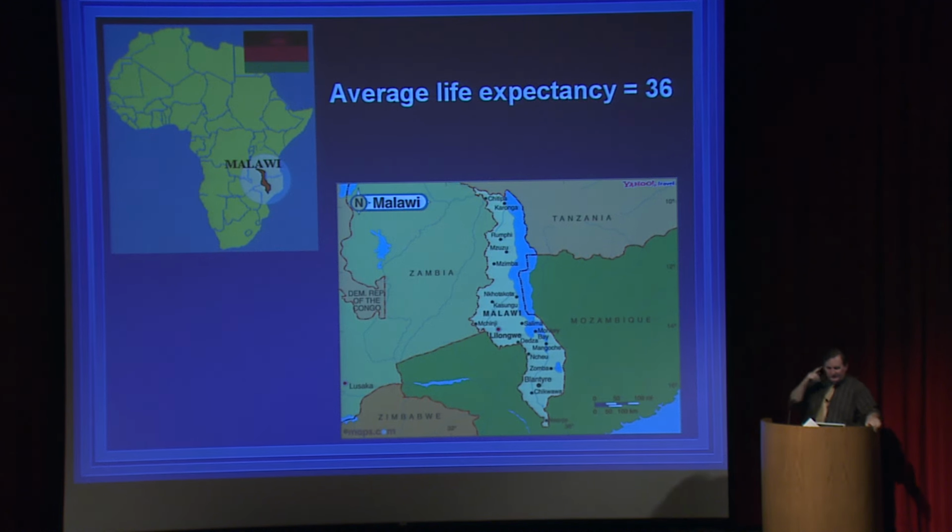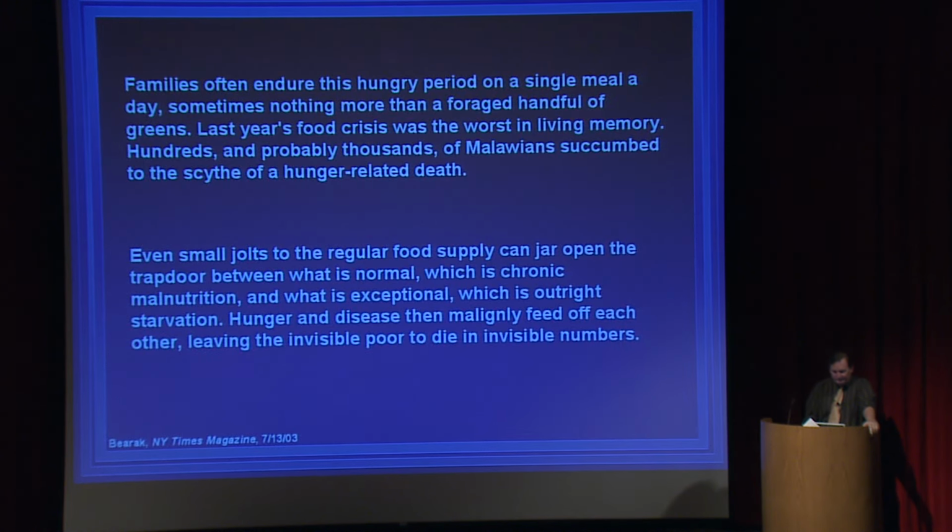And he wrote a particular article about this country in Africa, Malawi, and the map of it is shown there. Here are some quotes from the article. "Families often endure this hungry period on a single meal a day, sometimes nothing more than a foraged handful of greens. Last year's food crisis was the worst in living memory.